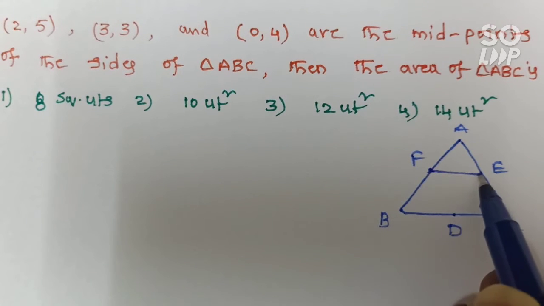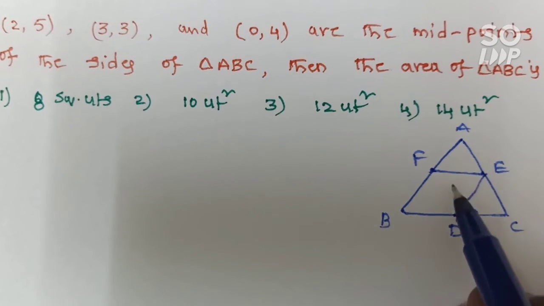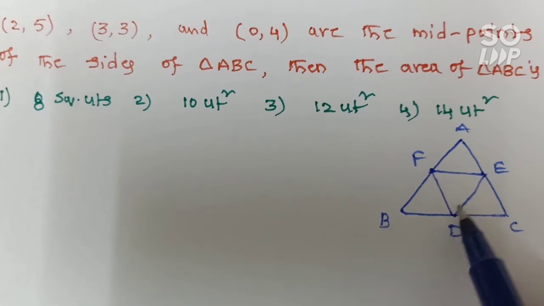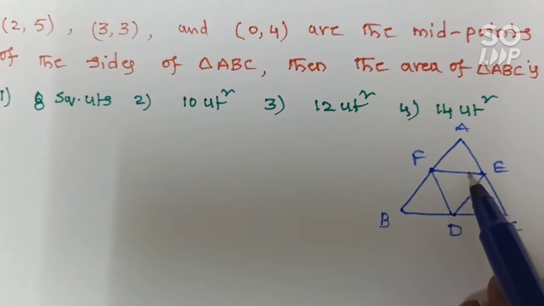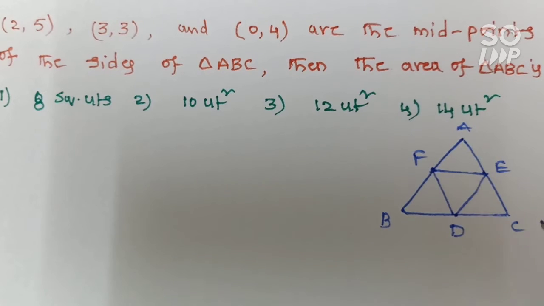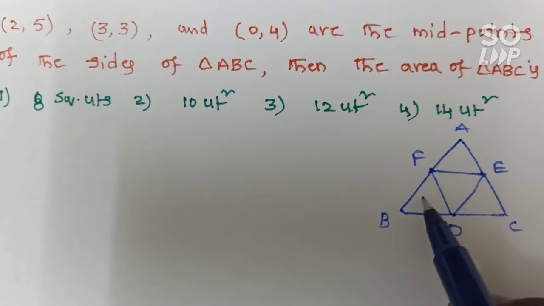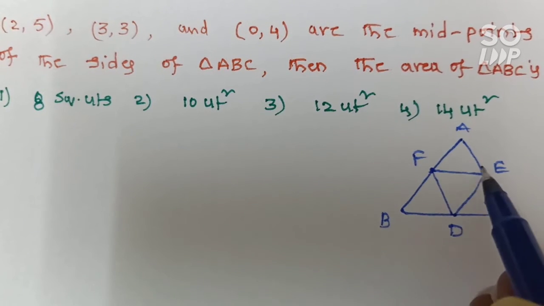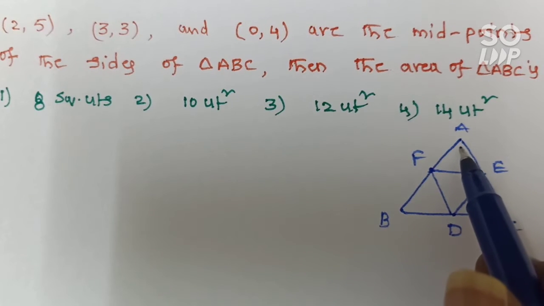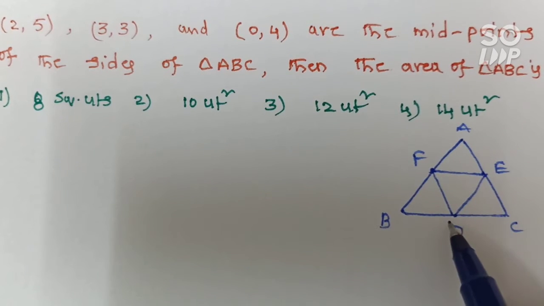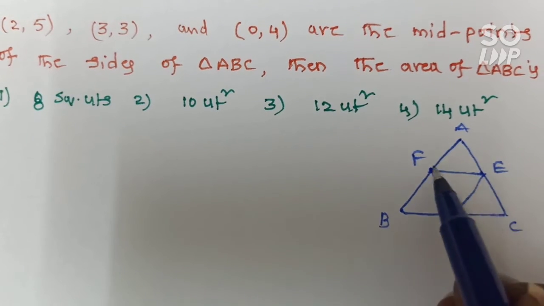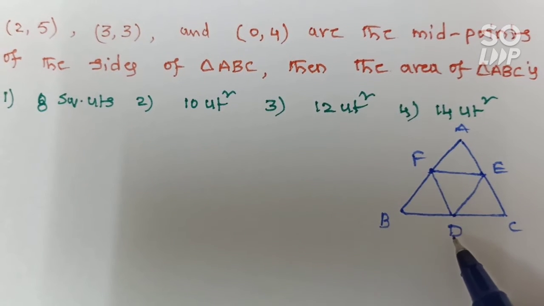By joining these midpoints, triangle ABC is divided into 4 subtriangles. Each subtriangle has the same area. So that means the area of triangle ABC is equal to 4 into the area of triangle DEF.